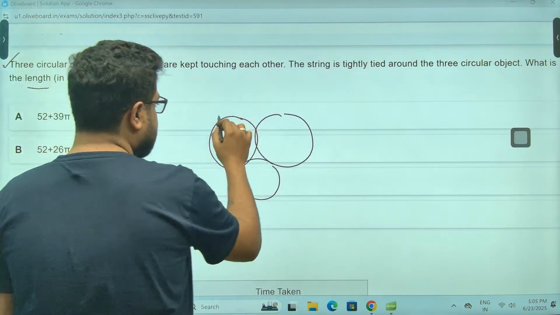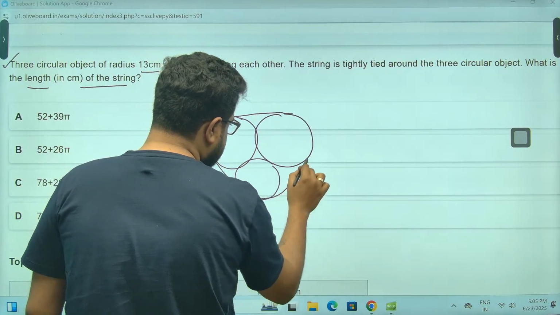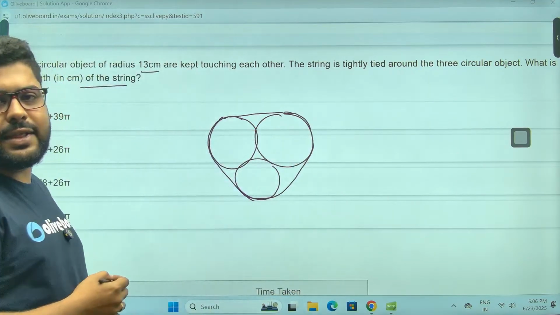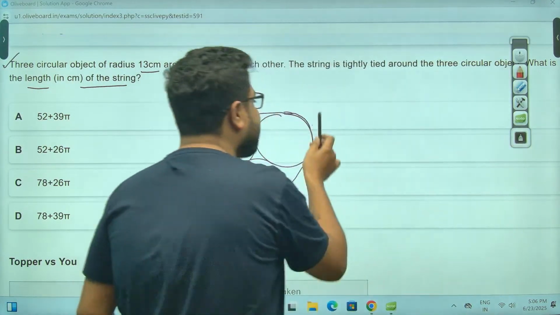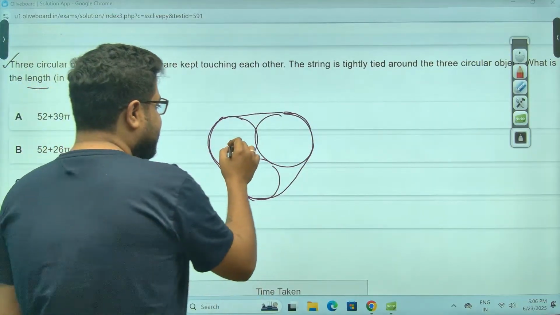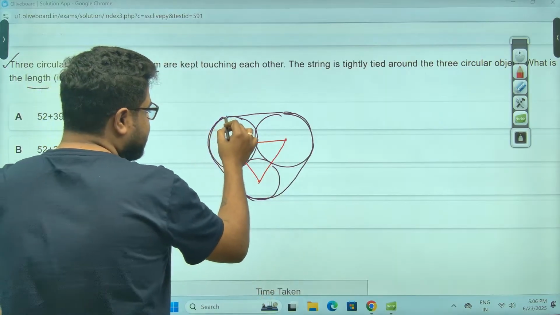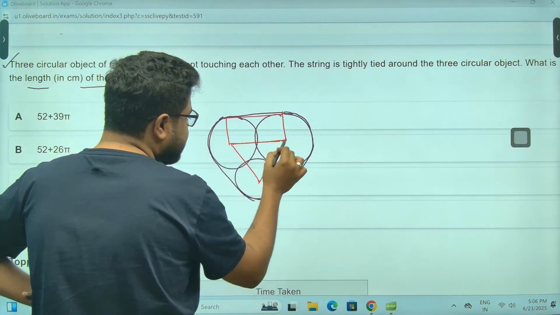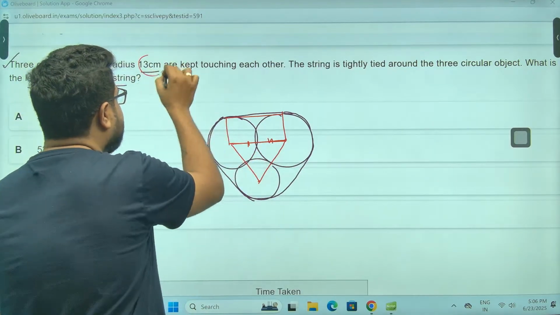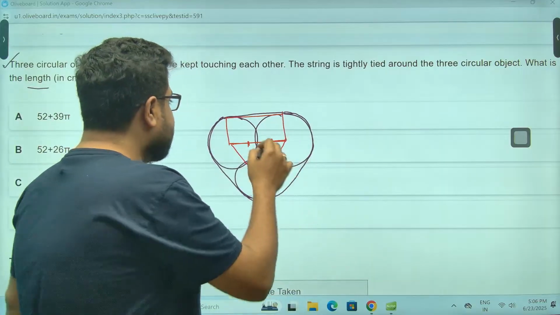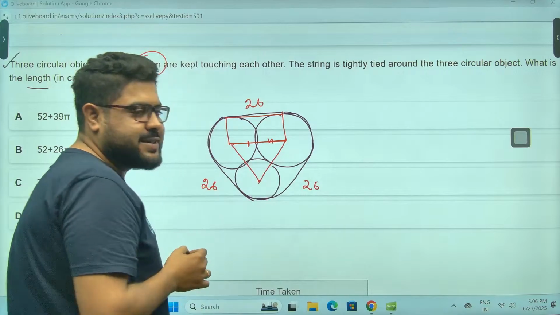So there is a string tied very tightly around this, meaning the string will look something like this. Once you have cracked the diagram here, it's very simple. So this part is nothing but 2 into radius. This is one radius, this is one radius, meaning each of them has radius 13. So 13 and 13, this is 26, and everything is symmetric. This is 26, this is 26.